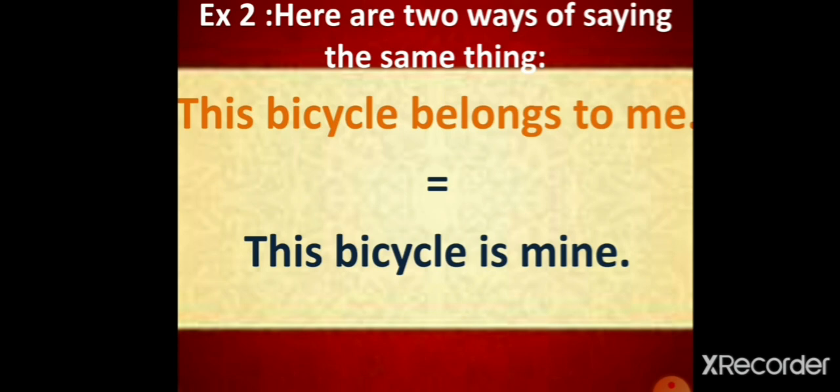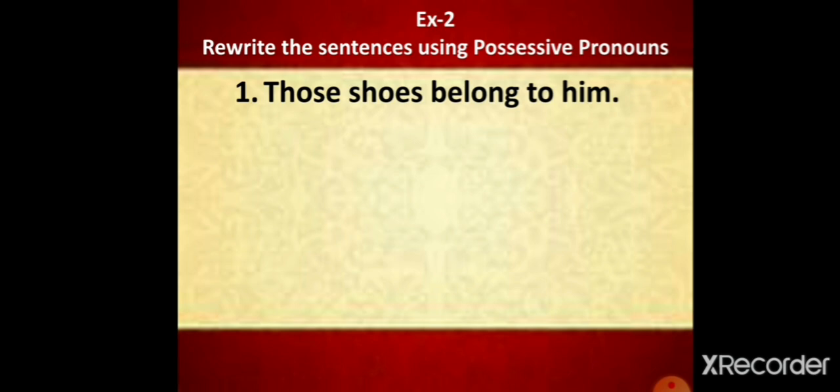Okay, so now rewrite the sentences using possessive pronouns. अब आपने क्या करना है? You have to write these sentences using possessive pronouns. Possessive pronouns means mine, ours, theirs, hers, his, yours. All right, the first sentence, those shoes belong to him. Okay, those shoes belong to him.